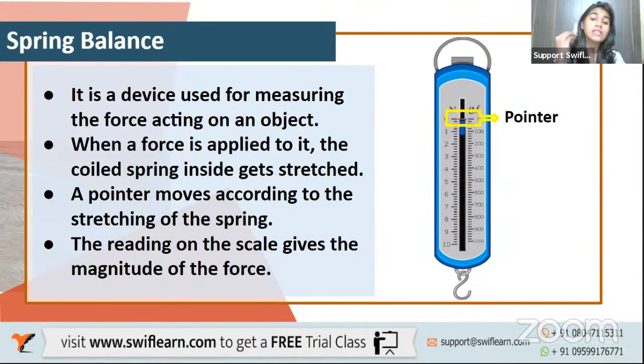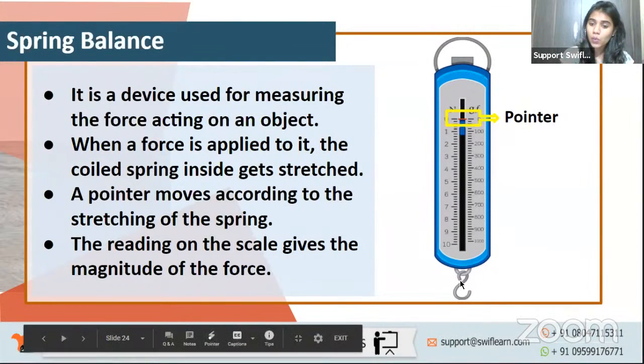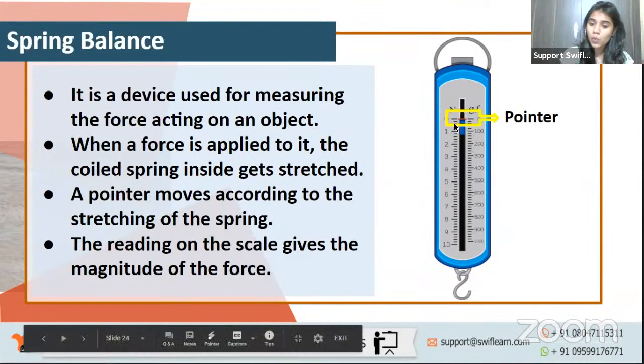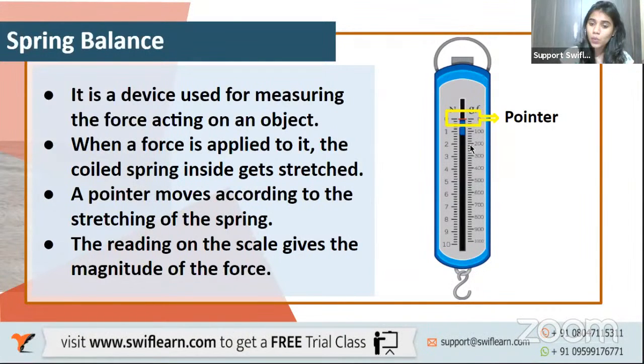So when a force is applied to it, you can see here inside there would be a coiled spring. This coil spring starts stretching when you keep an object below on the hook. The spring will start stretching, and the pointer moves according to the stretching of the spring, and the reading on the scale will give you the magnitude or the quantity of the force. This is how a spring balance works.